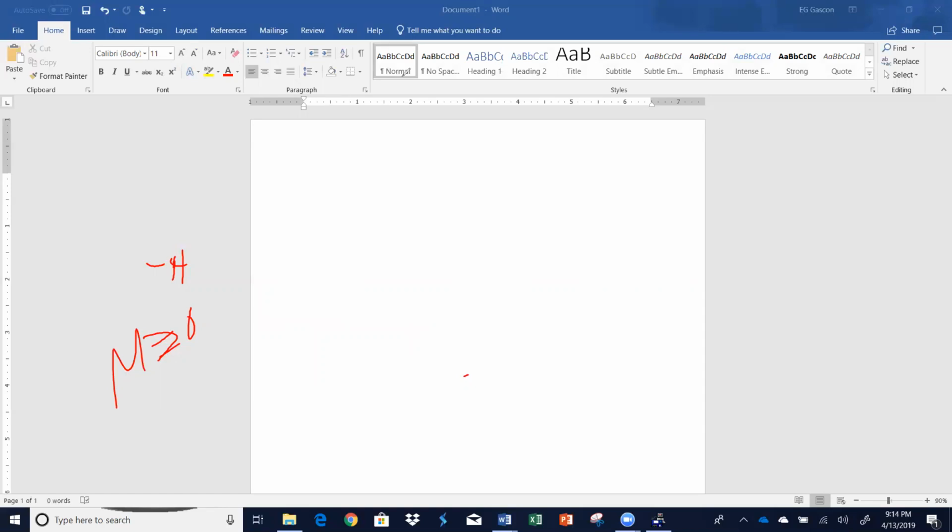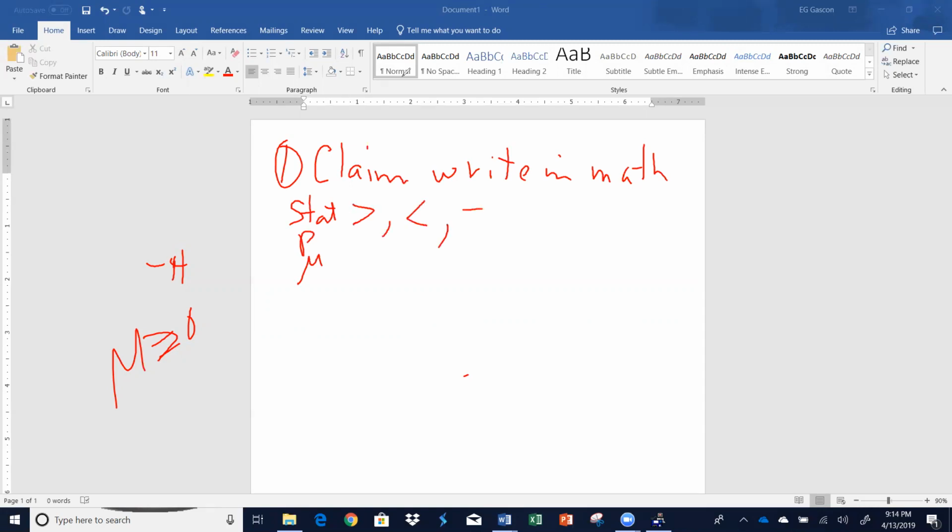Step 1, the claim, and write it in math. So the claim is going to be whatever the statistic is. I'm just going to put stat here because it could be P or it could be mu. Either is going to be greater than, less than, equal to, or not equal to. That's step 1. Step 2, do H0 and H1.